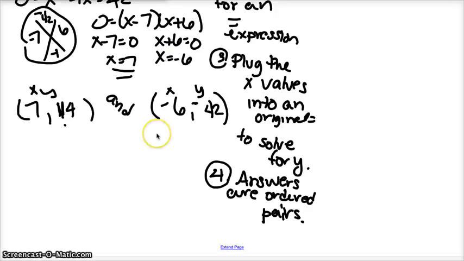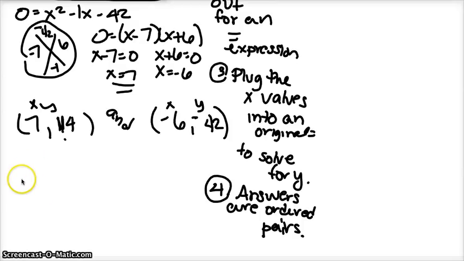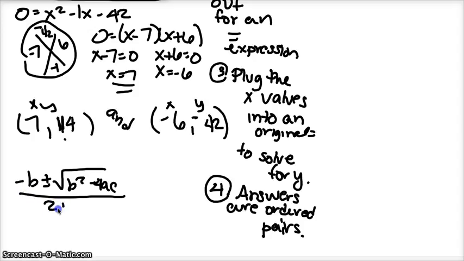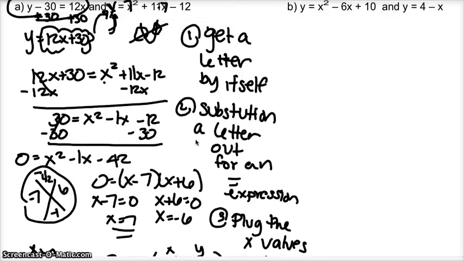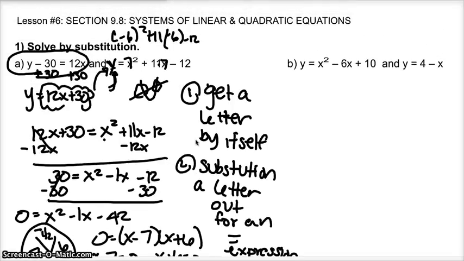If you don't like factoring, you always could use the negative b plus or minus the square root. You could use this whole big one, 2ac. That, when you have plugged in all the numbers, would have also given you x was 7 and x was -6, and you still would have needed to plug them back in to get those values.